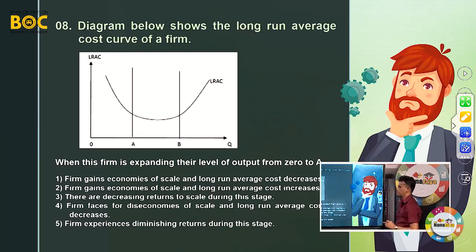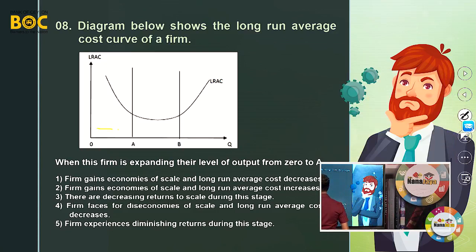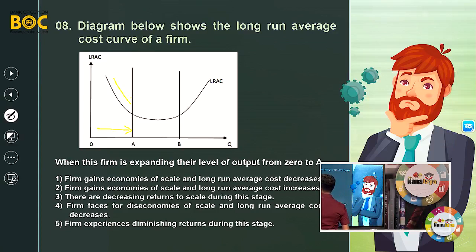So the question is, when this firm is expanding their level of output from 0 to A, what happens during this stage? The long run average cost decreases. There are increasing returns to scale, output increases at a higher percentage than the percentage increase in the inputs. There are some factors supporting the long run average cost to go down, that is, there are economies of scale during this stage. These are the things which we can see during this stage from 0 to A.